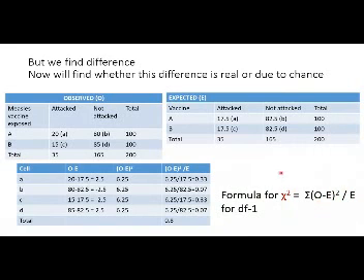This is the definition of a chi-square for degree of freedom 1, df1. Now in the case of cell A, the observed value is 20 and the expected value is 17.5. The difference is 2.5. We take the square, which is 6.25.